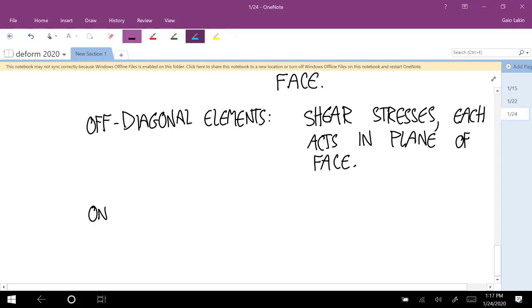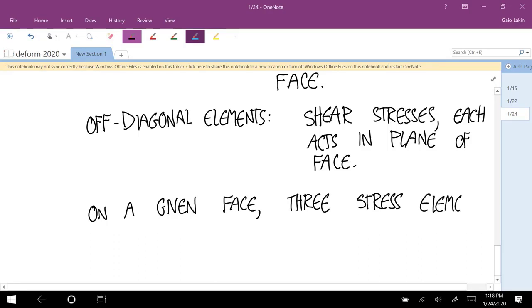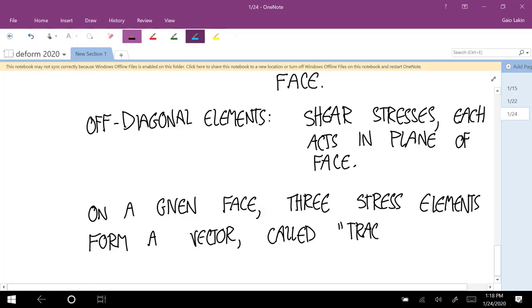On a given face, the three stress elements that act on that face form a vector. And that vector is called the traction on the face.